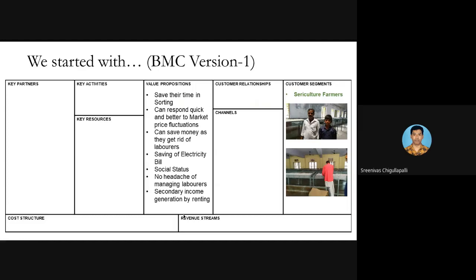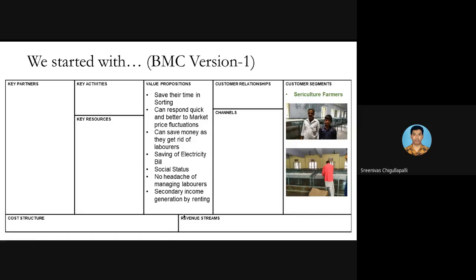Initially we started with one hypothesis: that farmers would be our customer segment, sericulture farmers. Sericulture is growing silkworm cocoons in sheds or in farms. And we thought of giving them a lot of value propositions. For example, if this solution can be developed, they can save their time in sorting at various places in the field and also in the markets. Also, these cocoon markets are subject to price fluctuations. And if farmers can use this technology and have better quality lots, according to size, shape, and color, then they can respond quickly to these fluctuations.